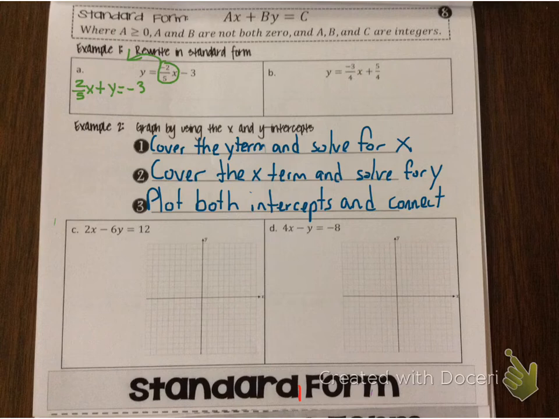Now the only thing you have to do is get rid of the fraction. So this time my denominator is 5. I multiply everything by 5. So that will cancel. My equation will be 2x plus 5y equals negative 15. You're going to do this one tomorrow as a warm-up.